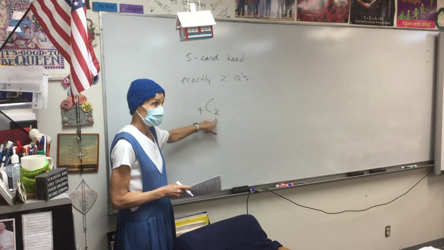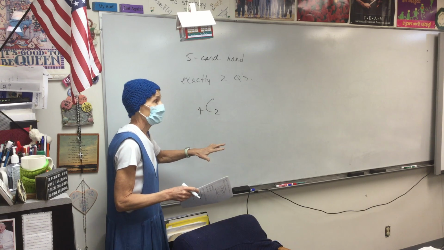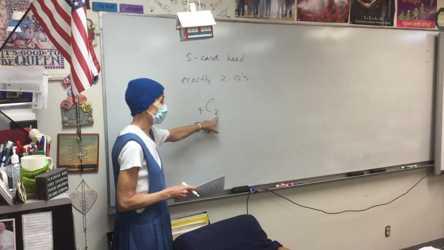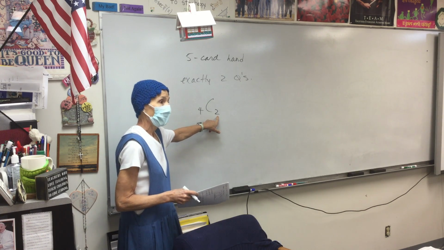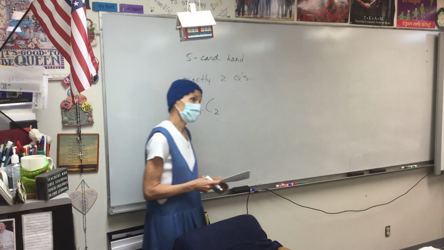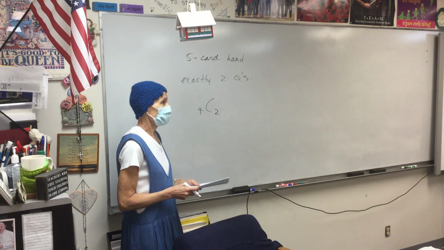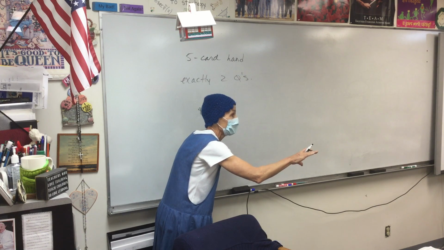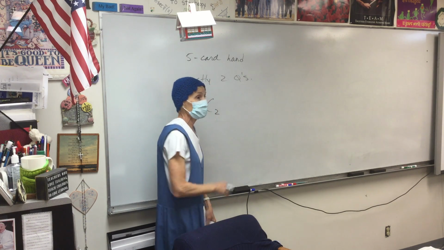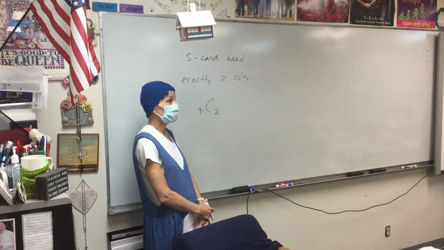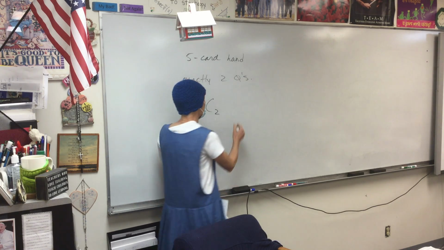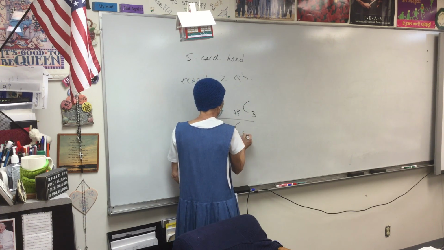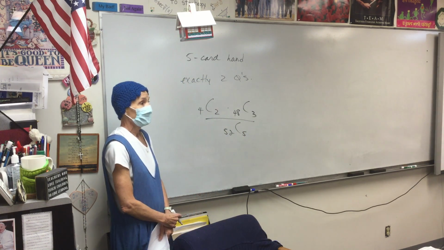Right? Okay, but now wait a minute. How many cards am I supposed to have? 5. How many do I have so far? 2. What are the other 3 going to be? Be careful. The other 3 are going to be anything except queens. So how many cards in the deck are not queens? 48. So that would be 48C3 divided by 52C5.